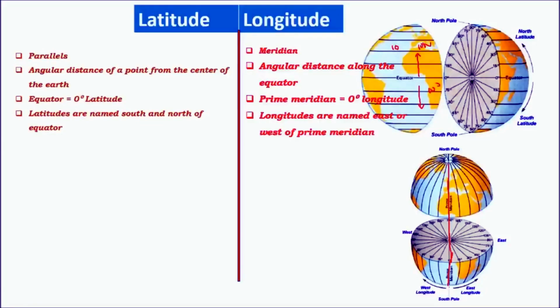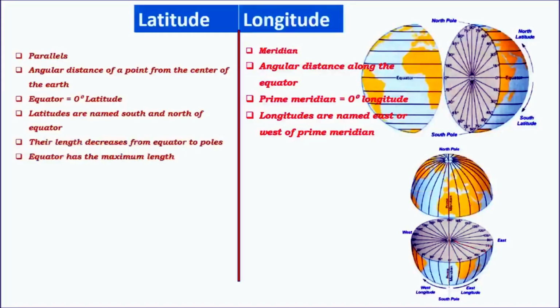And longitudes are named east or west of prime meridian. For example, all along the equator, this angular distance is made by a longitude, and let this longitude be about 30° or 40°, then we call it east of the prime meridian. And if the same thing is west of the prime meridian, then we name it as 30° west of prime meridian.